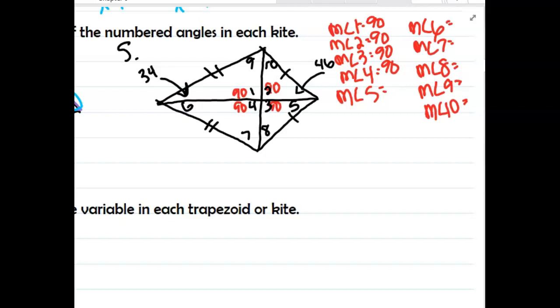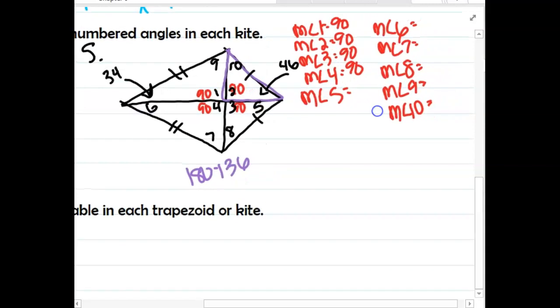So instead, let's just pick out a triangle. I could probably do angles 9 and 10, right? Look at angle 10. See this little mini triangle here? I know that this is 90, this is 46. All three of those together are 180, right? So 90 plus 46 is going to be 136. 180 minus 136, so angle 10 should be 44.